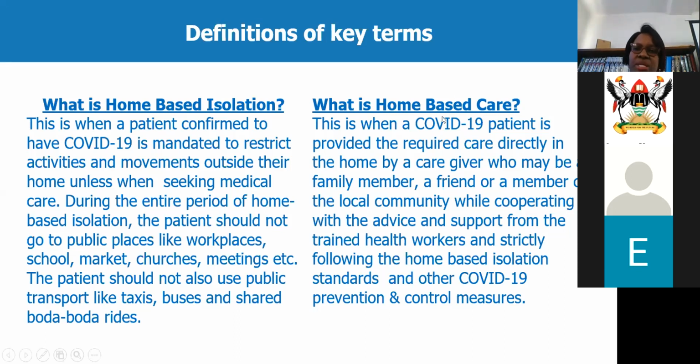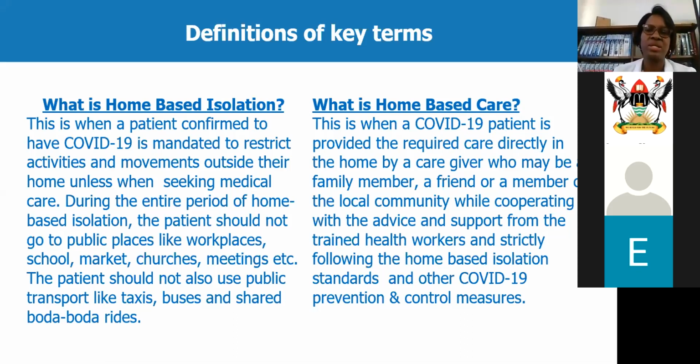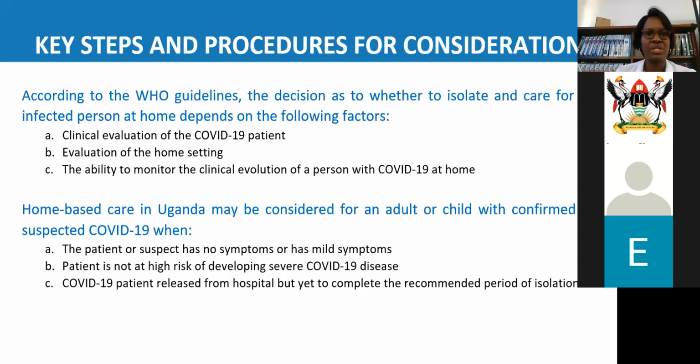And what is home-based care? This is when the COVID-19 positive patient is provided the required care directly in their home by a caregiver who may be a family member, a friend, or a member of the local community, while cooperating with the advice of the health workers and strictly following the home-based isolation standards and other COVID-19 prevention and control measures. So that is our definition of home-based care.